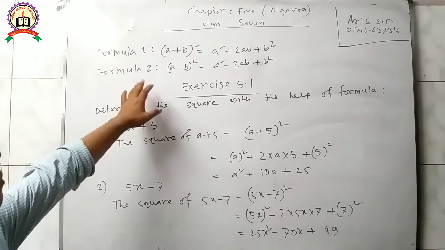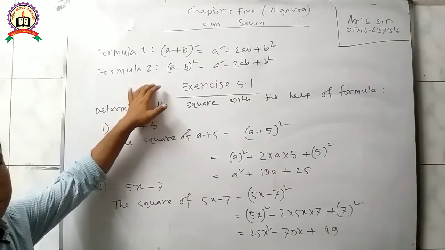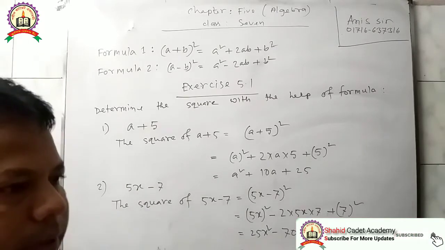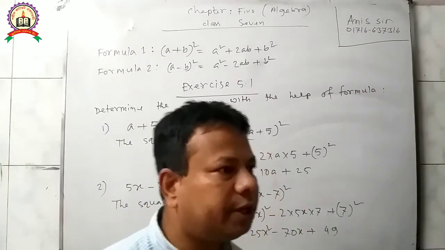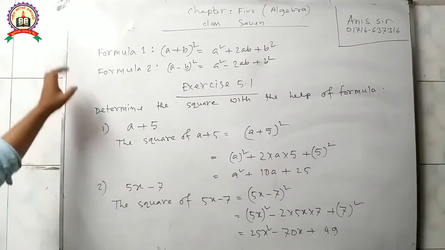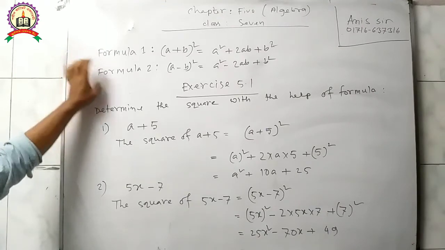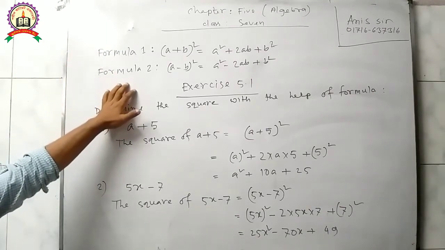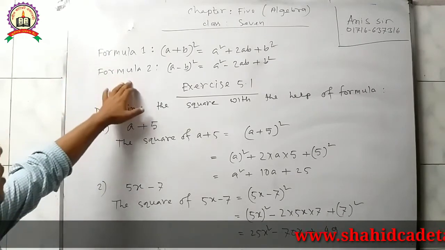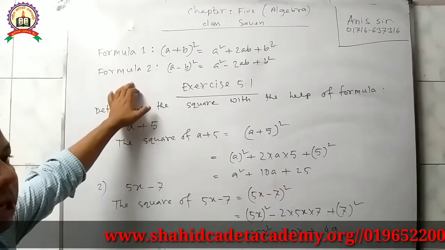In this chapter, Chapter 5 Algebra, very important chapter for you, especially for the students of cadet batch. You have to understand this chapter properly, and at first you have to memorize these two important formulas, formula 1 and formula 2, very important in your life. You should memorize them right now.